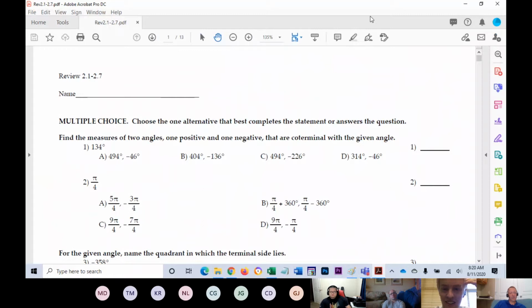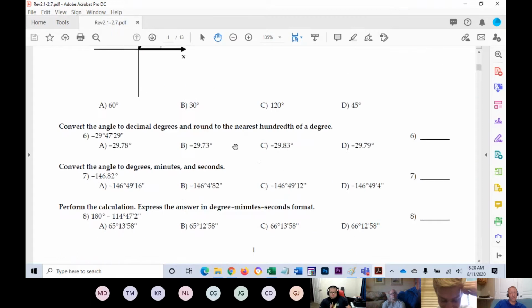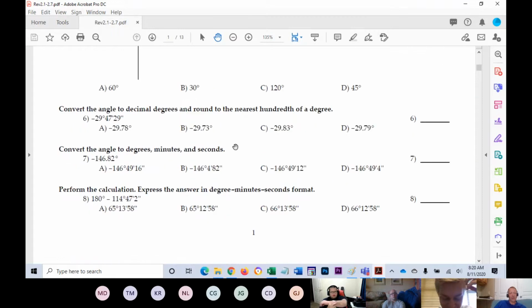So what do you got here? Now I'm feeling a little dumb. Can you help me on number 7 again? Number 7 on the review. Yep. Convert to angles, degrees, minutes, and seconds. I think I understand, but I'm not quite sure. So I was able to get the 49 because you're taking the 0.82 and you times it by 60, correct?